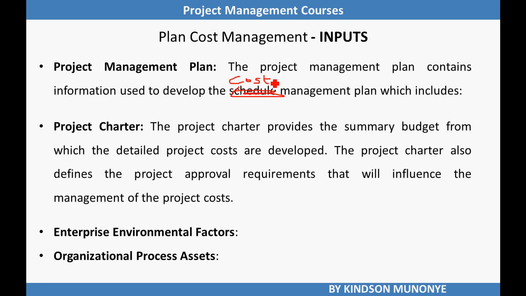Another important input is the organizational process assets, and they can influence the planned cost management. Such organizational process assets include financial control procedures, historical information and lessons learned knowledge bases, financial databases, existing formal and informal cost estimating, and budgeting related policies, procedures, and guidelines.